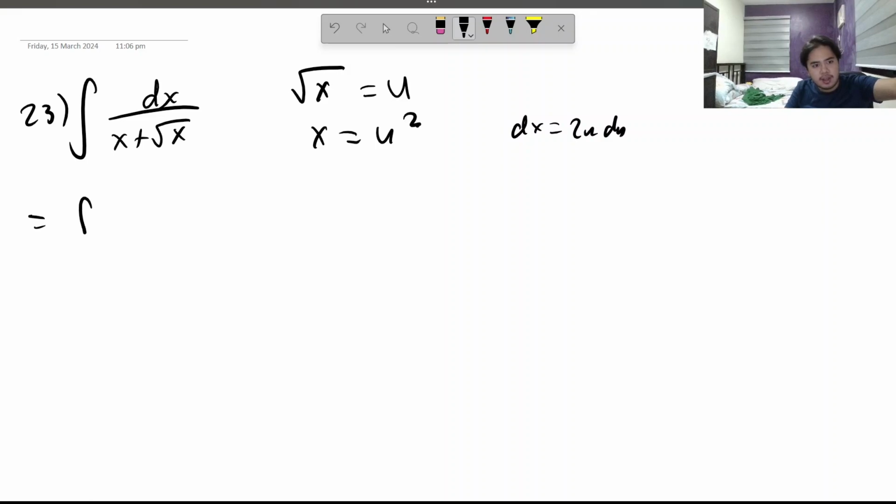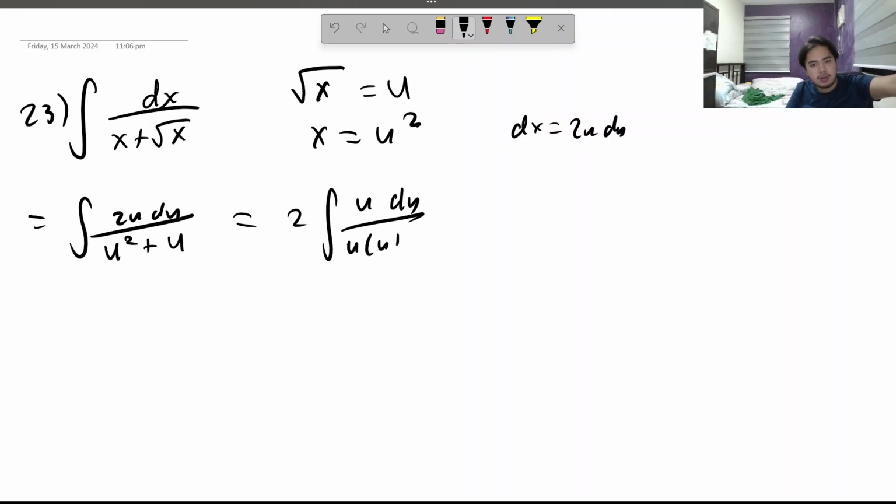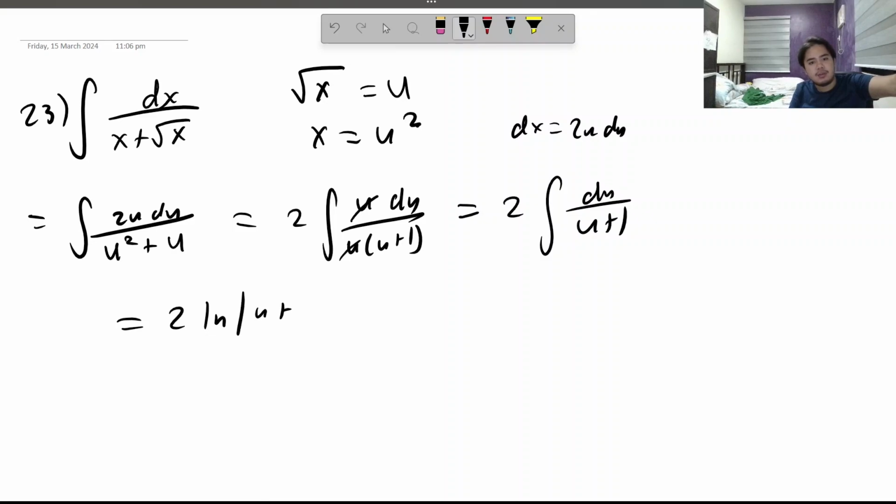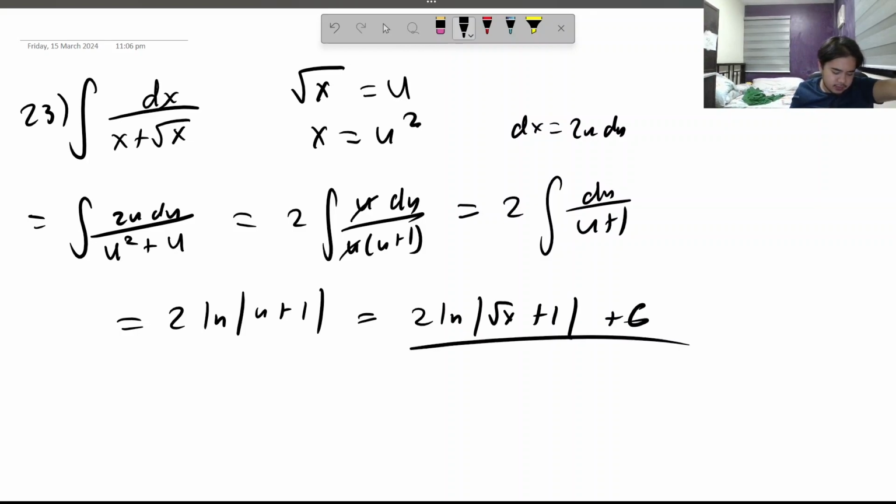We can replace the dx with the 2u du over x, which becomes u squared, plus square root of x, which becomes u. Nice. 2u du over u squared plus u. We can factorize this in order to get u times u plus 1. It's similar to the one before, but a bit different looking. Now we get 2 times du over u plus 1. And then this is just the ln, so 2 ln of u plus 1. u is of course square root of x, so we get 2 ln of square root of x plus 1 plus c. That's it.